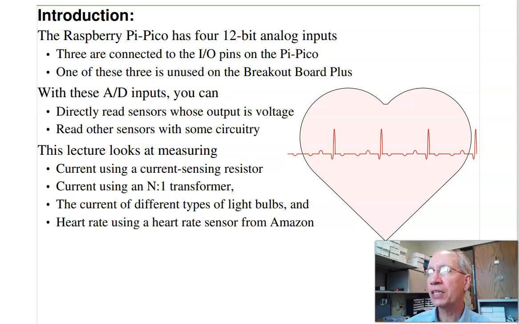For current, we'll look at using a current sensing resistor, as well as an N-to-1 transformer. Then we'll look at the current draw for different types of light bulbs. We'll also look at a heart rate sensor from Amazon.